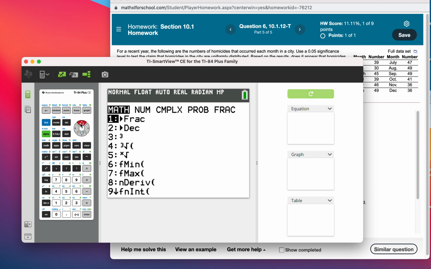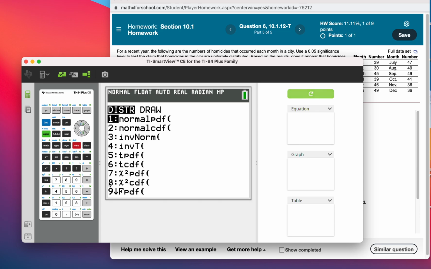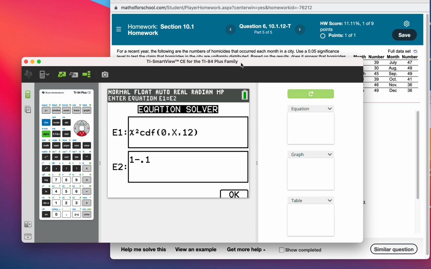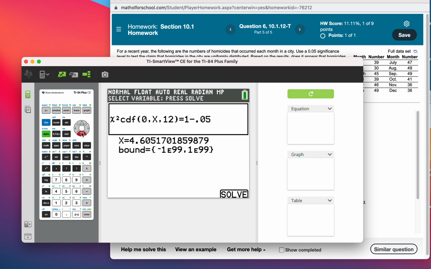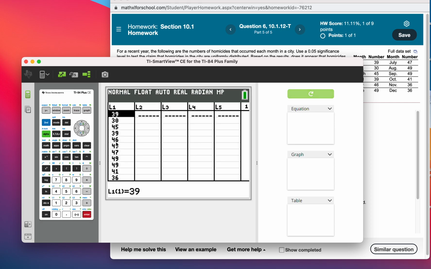It's math, numeric solver, chi squared. If you don't remember how to do that, you go into vars, number 8. We just do 0 for x, and then there's 12 months, so subtract 1 for degrees of freedom. And level of significance 0.05. We're doing 1 minus our alpha. All right, and then solve that. Again, this problem doesn't ask for this, but if you have a different problem that does, that's how you do it.